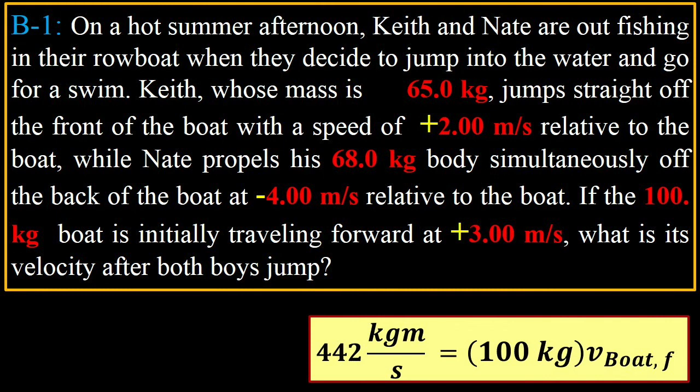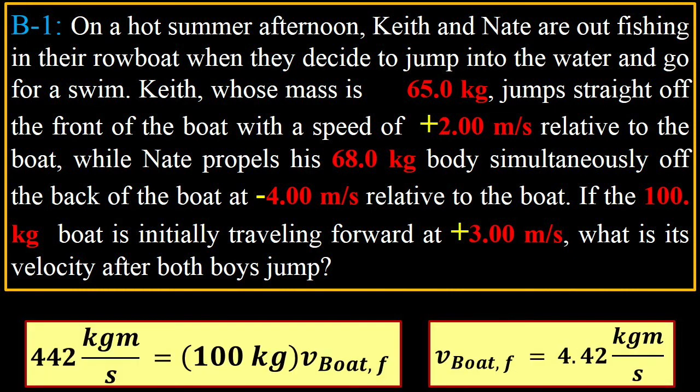442, and then divide both sides by 100, and you get 4.42, and it's positive, and that's going to equal the final velocity of the boat. And there it is. It'll be positive 4.42 kilogram meters per second.